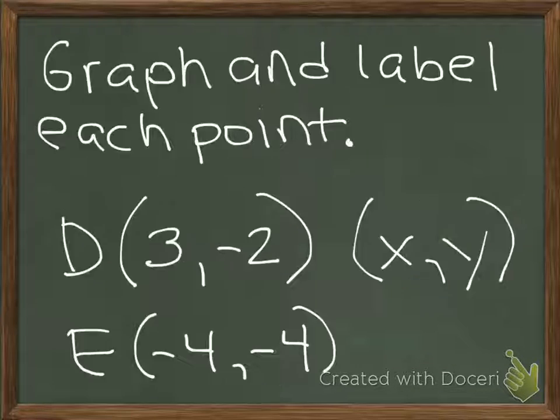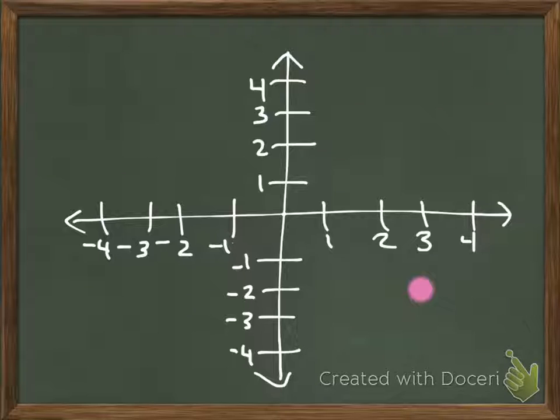And then point E is -4, -4. So again from the middle, I'm going to go to the left for my x to be -4, and then down for my y to be -4. So this would be E.